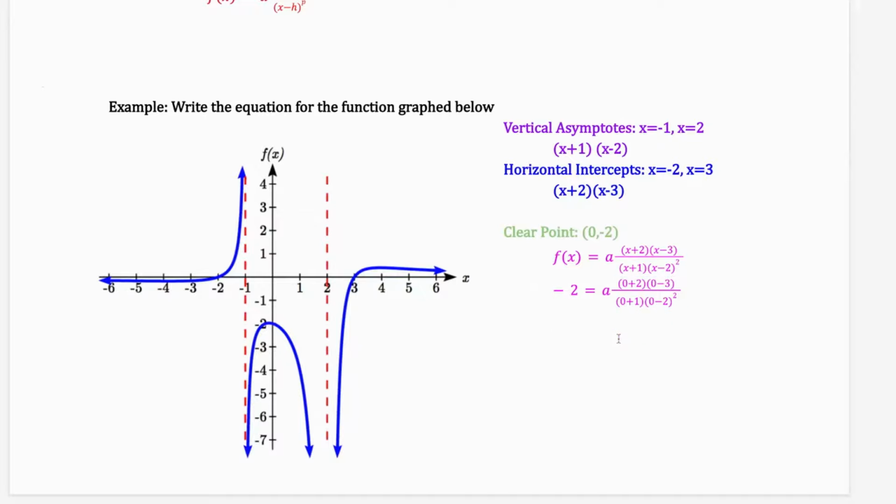Let's Command Z that. So now if I keep solving, then I end up with 2 times -3, which is -6. And I end up with +4 times 1, which is +4. So -2 equals a times -6/4. So to get rid of this fraction, I have to multiply by the reciprocal.